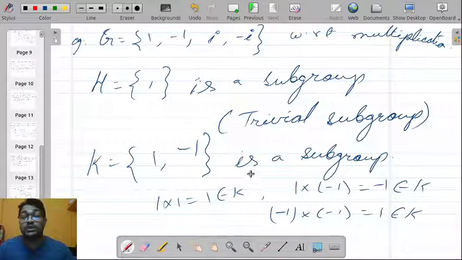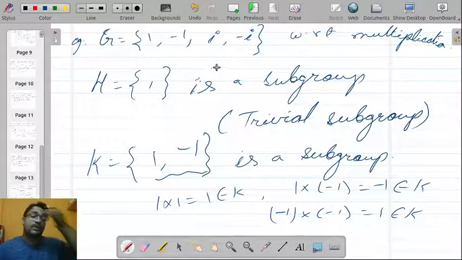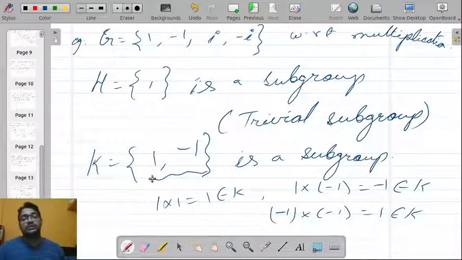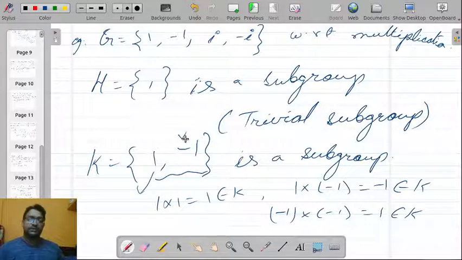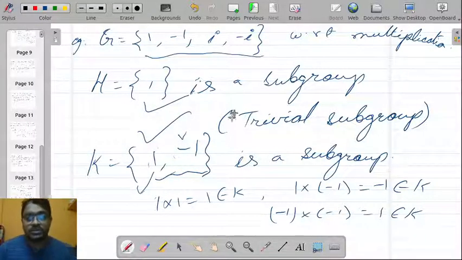Of course we have just proved the closure property. We need the other properties as well, but associativity is true because it's a subset of {1, -1, i, -i}. And for the existence of identity, 1 is the identity. For inverses, the inverse of 1 is 1, and the inverse of -1 is -1 only. So it satisfies all criteria of being a group. So this particular set has got two subgroups: one is singleton {1}, another is the set {1, -1}.